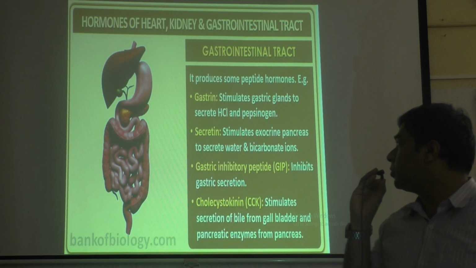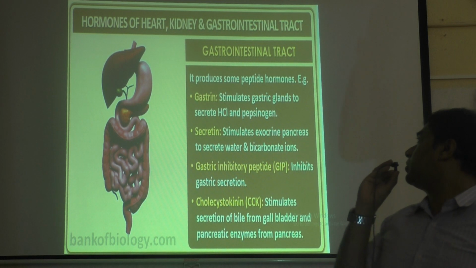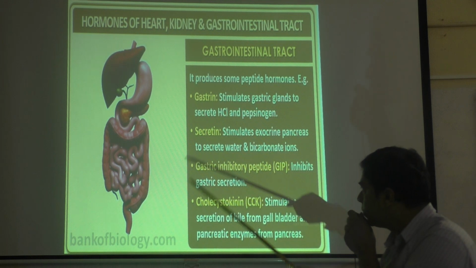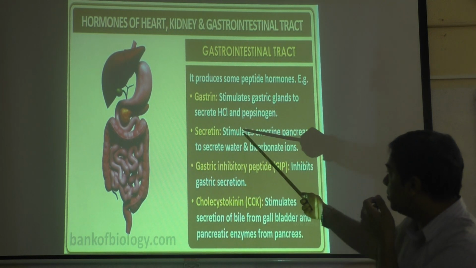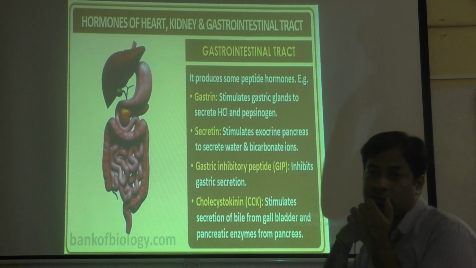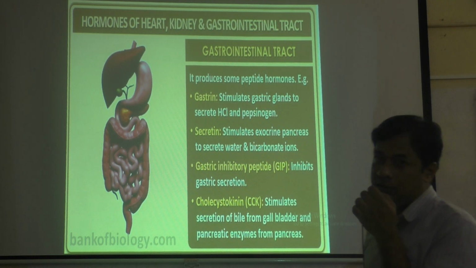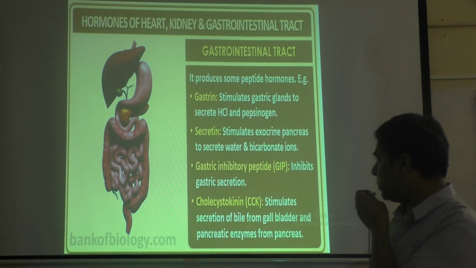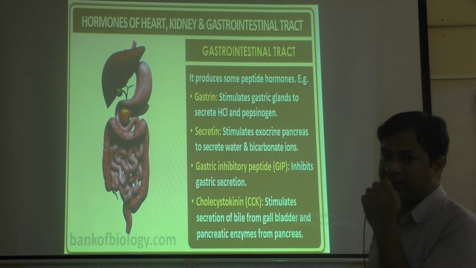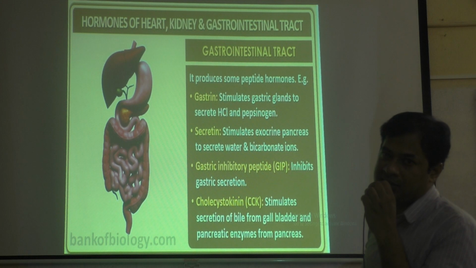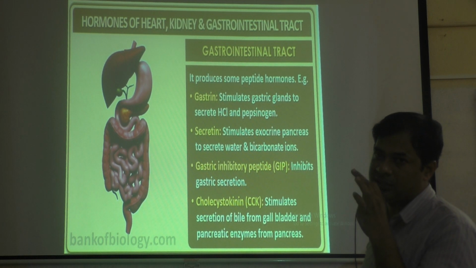Then secretin is one more hormone which stimulates the exocrine pancreas to secrete water and bicarbonate. So when secretin is produced, it stimulates the exocrine part of pancreas to secrete water and bicarbonates, that is HCO3 minus. Then gastric inhibitory peptide, GIP. Name only says inhibit. It inhibits gastric secretion. Means HCl, hydrochloric acid, secreted by stomach, it stops. So HCl is not produced.